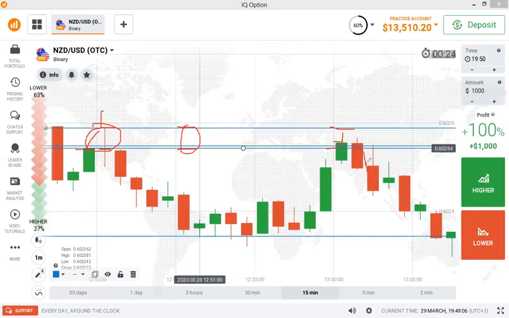You can see that the buyers still wanted to push the price higher, but on reaching this seller's area, the sellers still rejected the market. The sellers rejected the market and then closed as a bearish candle. So it means that from this area, this is the seller's area. Here to here, this is the seller's area.